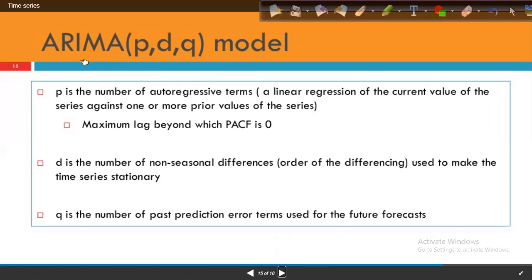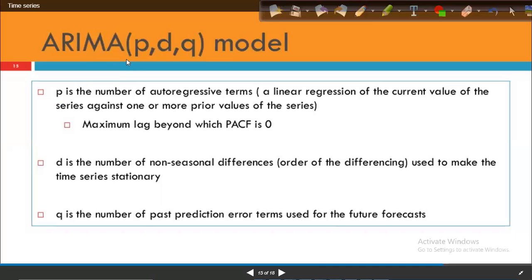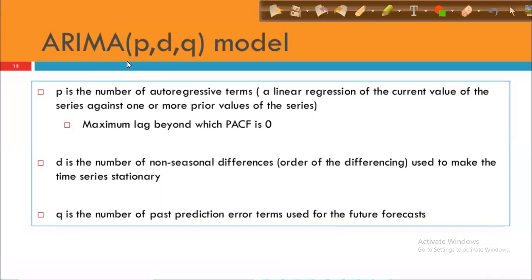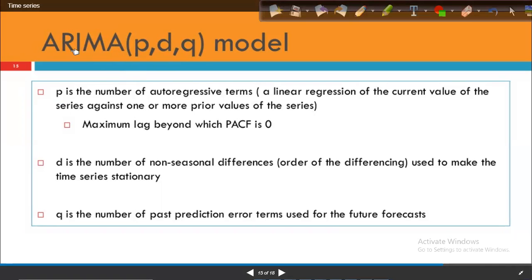In the case of ARIMA, we have a function or method called ARIMA that is available both in Python and R, right? Using which we can do forecasting. AR stands for autoregression, MA stands for moving average, I stands for difference. The arguments for this function are P, D, Q. P is for AR, Q is for MA, and D is differencing.